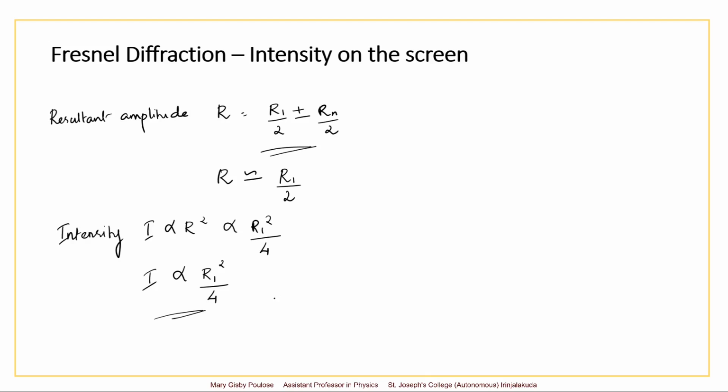So an obstacle of size R1 will affect the intensity on the screen. This is the inference that we get.